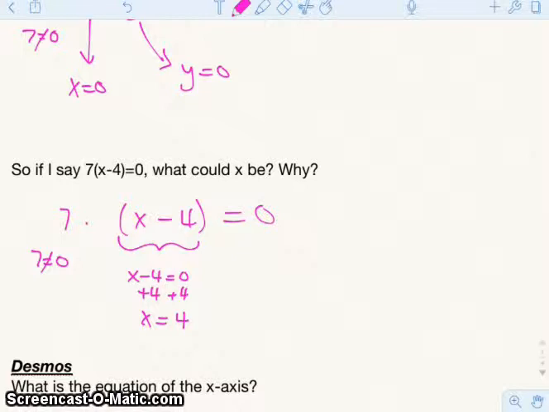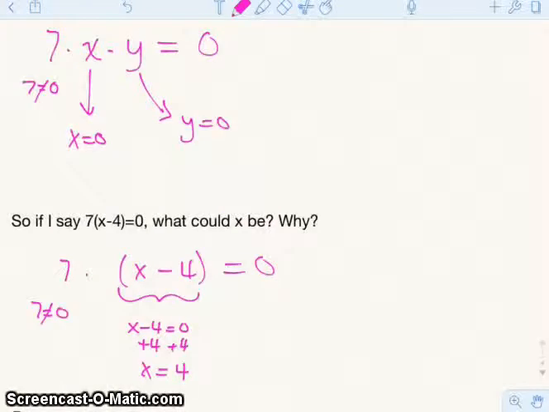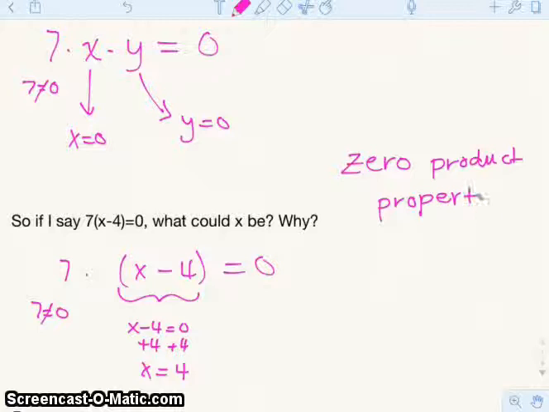So what we're looking at here is called the zero product property. And what it says is exactly the pieces that it spells out. If I have numbers being multiplied together, the product, and I end up with 0, the only way I can multiply numbers together and get 0 is if one of those numbers is 0. So that is the zero product property. And that's going to allow us to solve quadratic equations by factoring.